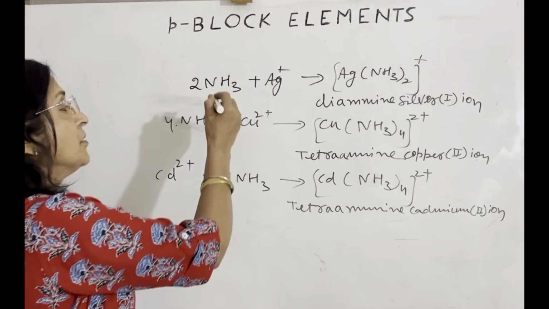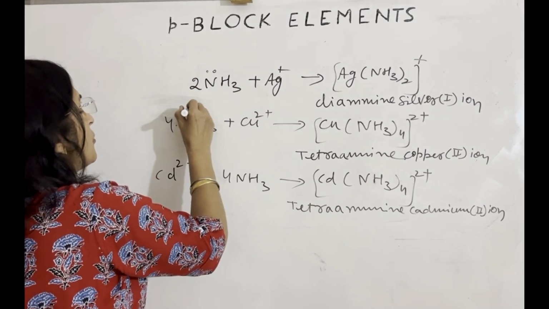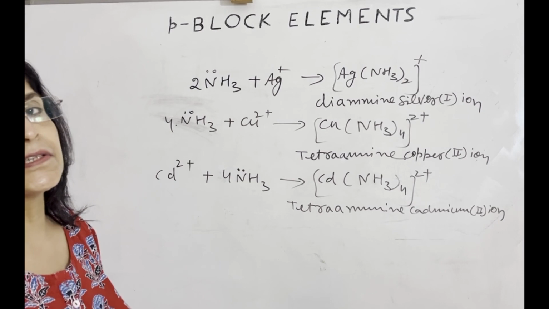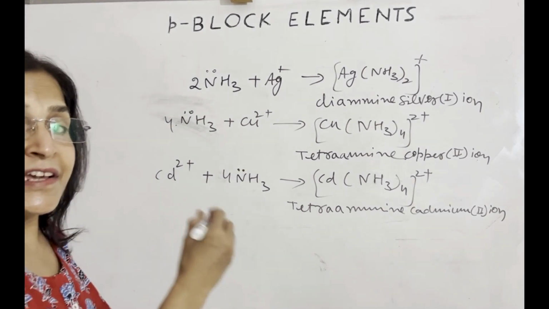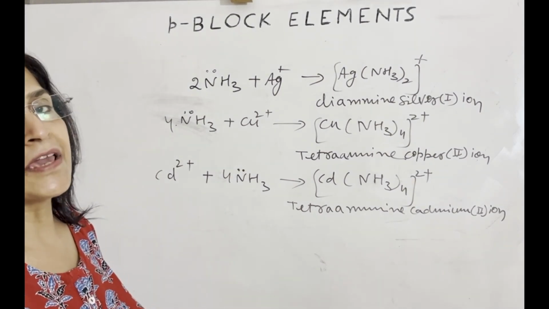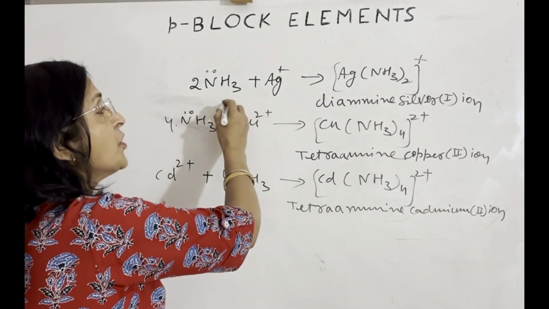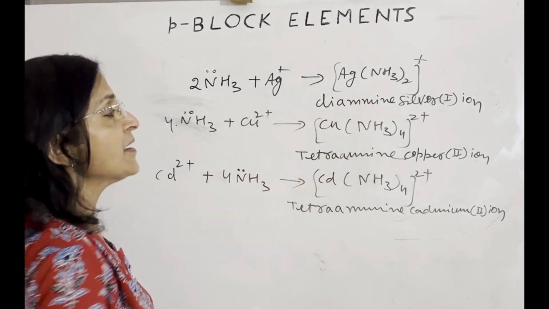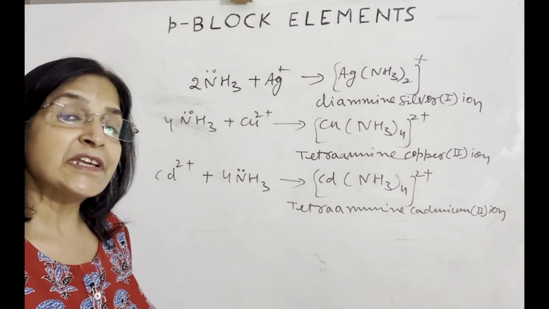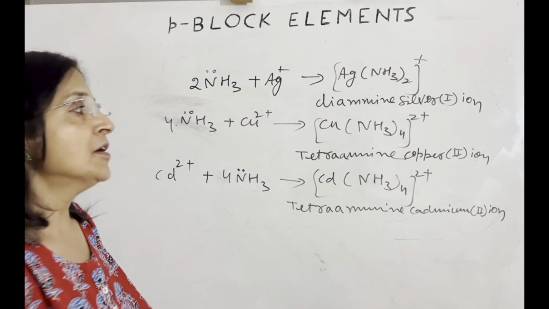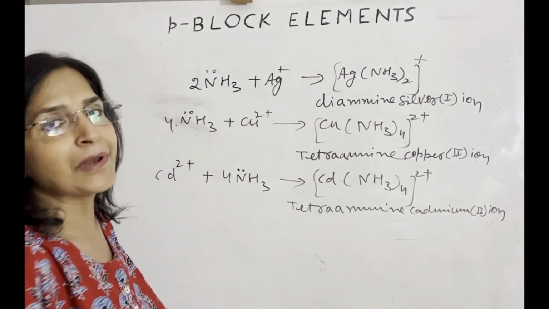These product forms. Due to the presence of lone pair of electrons, ammonia has the tendency to form coordination complexes with metal ions. And these reactions are used to identify the presence of metal ion in salt analysis in the laboratory. Ammonia with silver ion forms diamine silver 1 ion. White precipitate of silver chloride are soluble in ammonium hydroxide due to the formation of this complex.